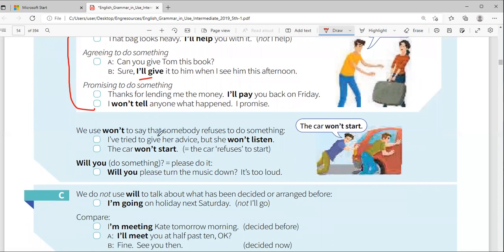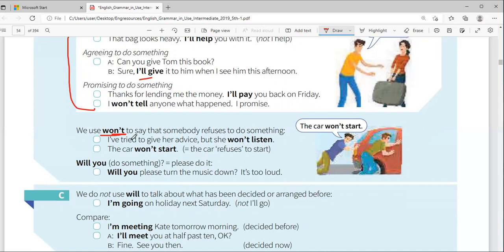We use won't to say that somebody refuses to do something. These are different meanings now. We can use the word won't to say something refuses, or maybe somebody refused also. Like now, the car won't start. Refused to start. Today in the morning, I just walked to work because my car won't start, meaning the car refused to start. I have tried to give her advice, but she won't listen. She won't listen means she refused completely to listen.